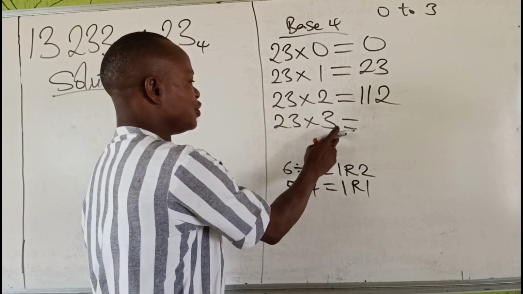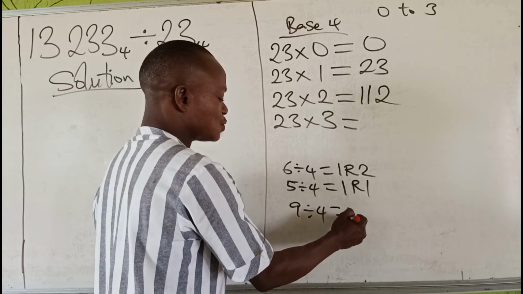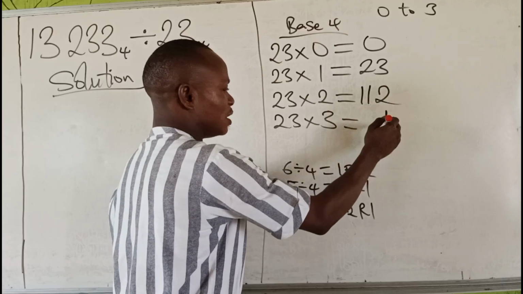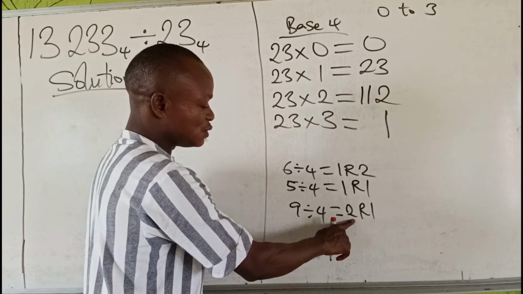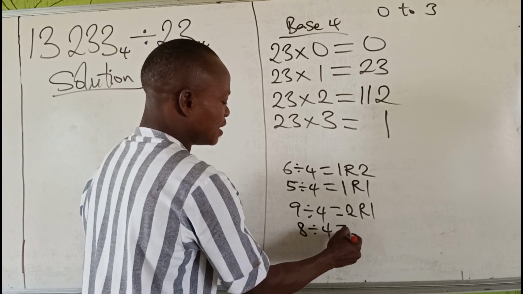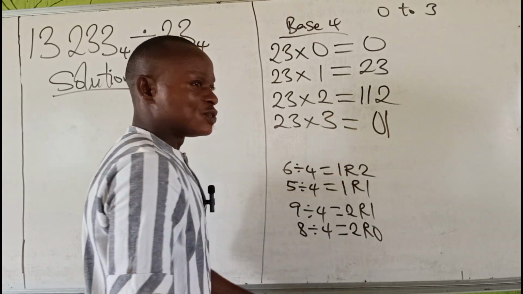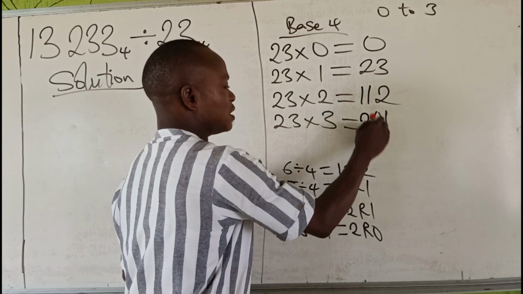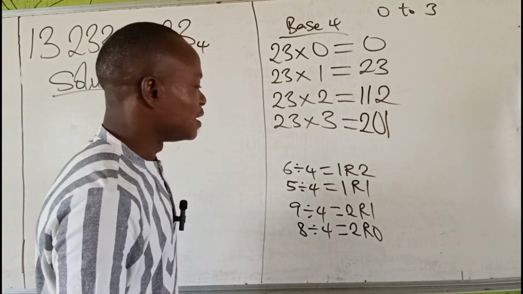Now let's see this. 3 times 3 is 9. So 9 will be divided by 4, and that will give us 2 remainder 1. So we write down the remainder 1. Then 3 times 2 is 6. 6 plus this 2 that is here gives us 8. That means we have 8 divided by 4, which gives 2 remainder 0. We write down the remainder, which is 0. There is no other number for this 3 to multiply, so we bring this 2 and attach it here. That means 23 times 3 in base 4 is 201.